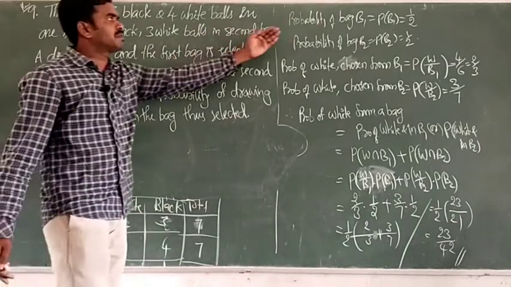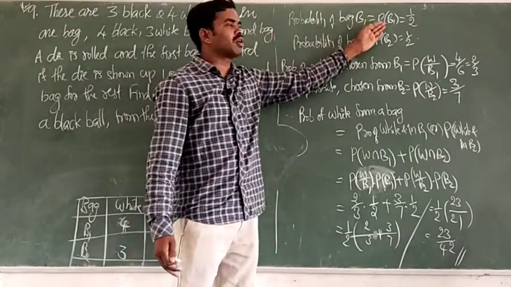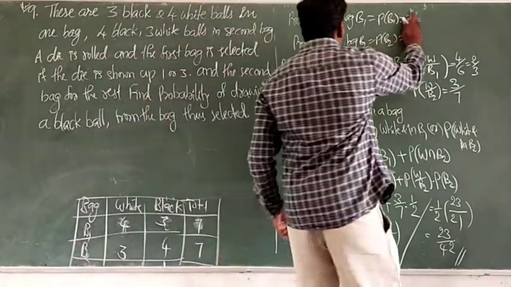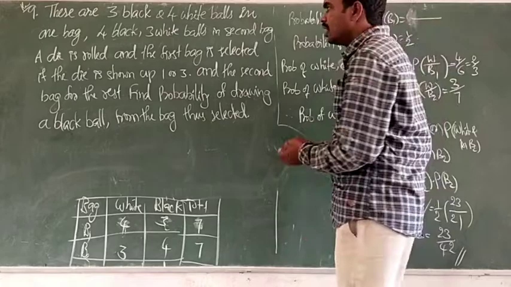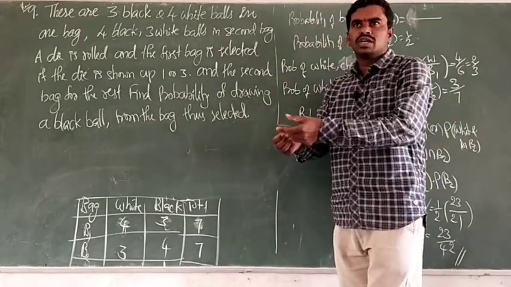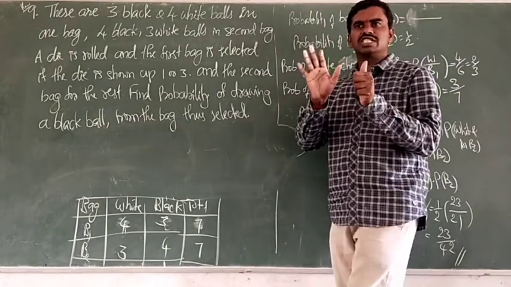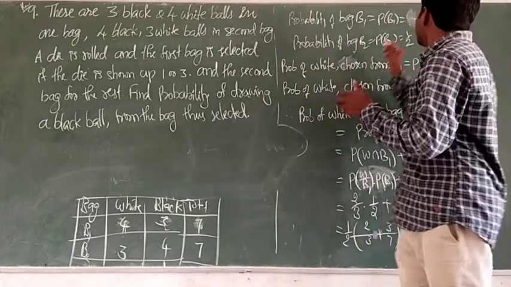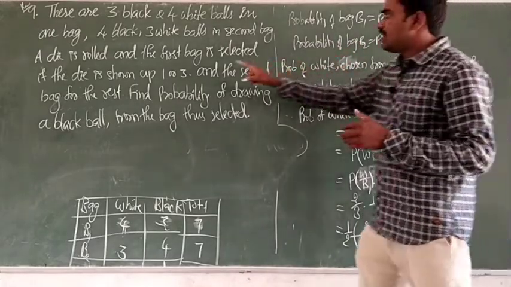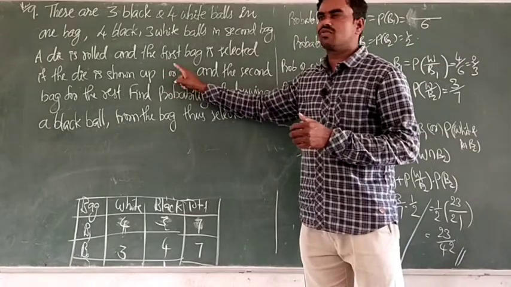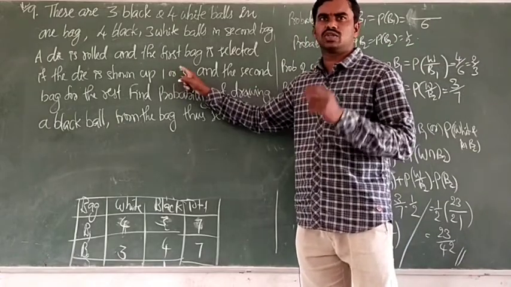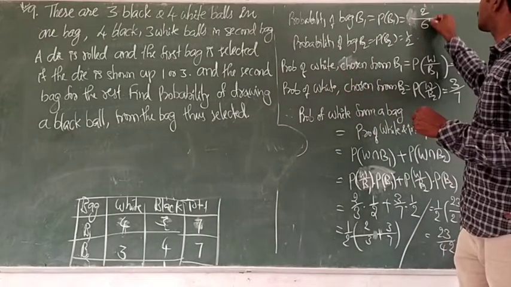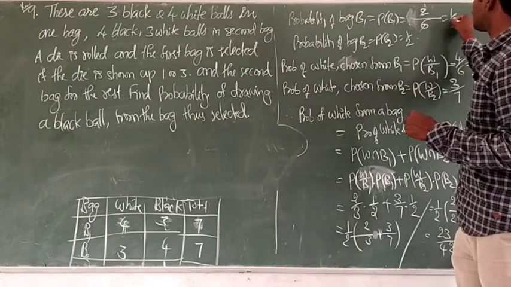Here for bag 1, the probability is mentioned by using a die. Before, in the previous question, we simply wrote probability of B1 is 1 by 2, but here, if a die is thrown, there are 6 possibilities: 1, 2, 3, 4, 5, 6. For B1 the condition is 1 or 3. How many are there? 2 numbers. So 2 favorable out of 6 total, which is 1 by 3.